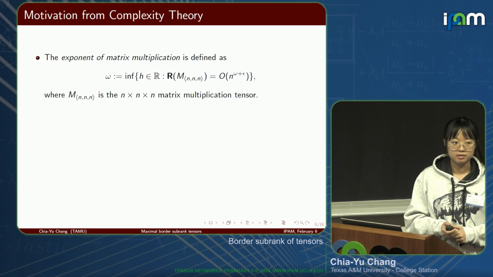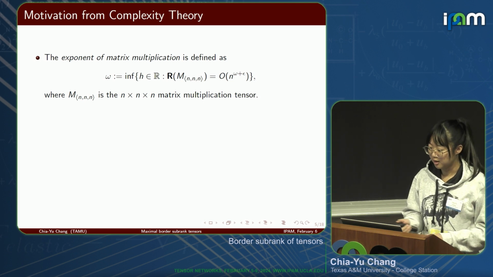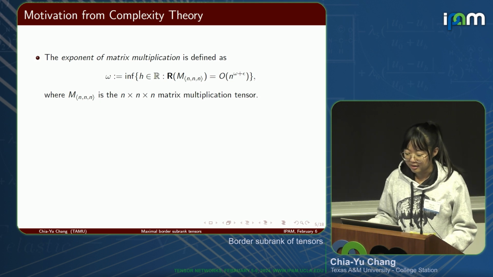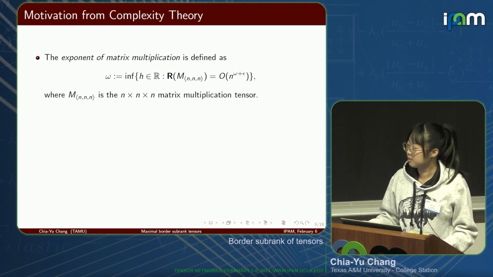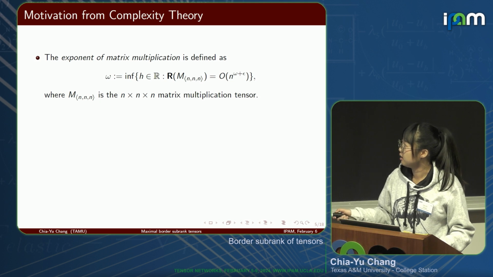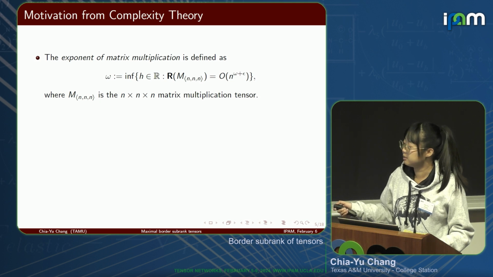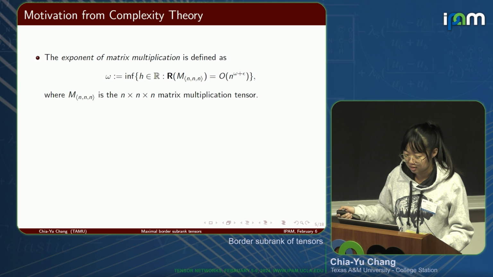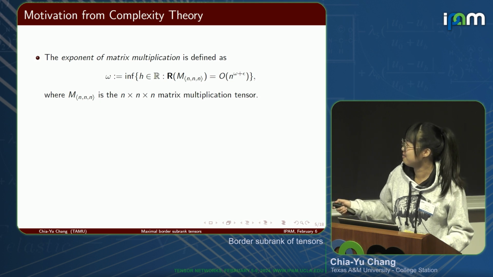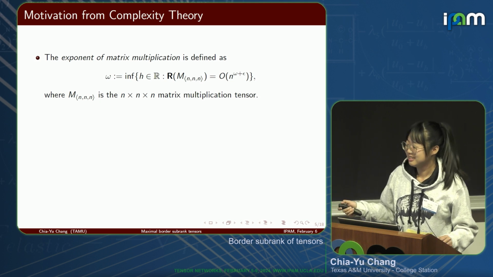Now let me talk about the motivation from complexity theory. The exponent of matrix multiplication is denoted by omega, and it is the infimum of real numbers h such that the rank of the n by n matrix multiplication tensor is O of n to the h plus epsilon. Sorry, the original is a typo.